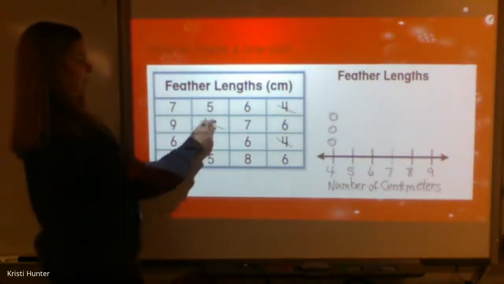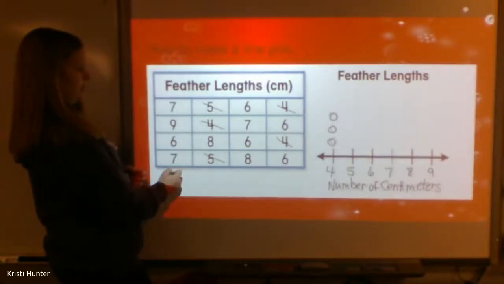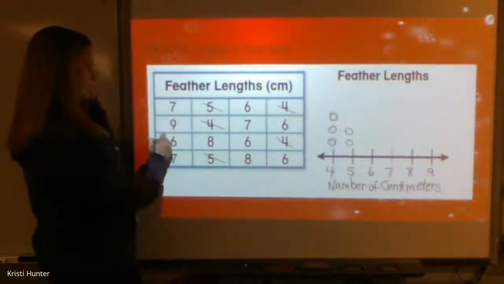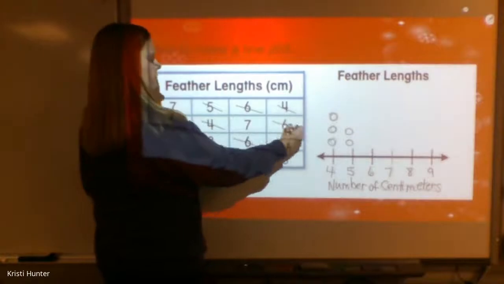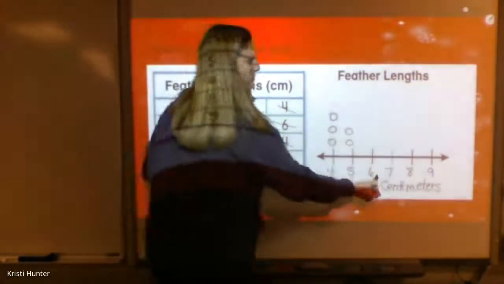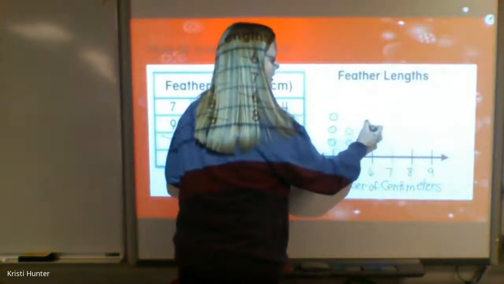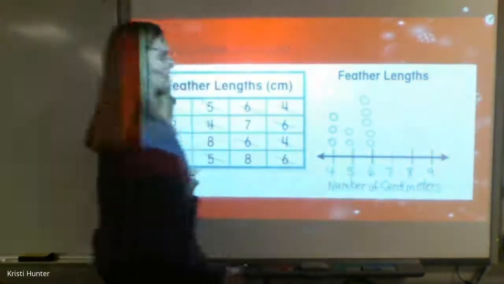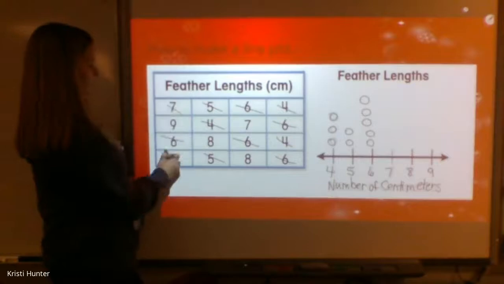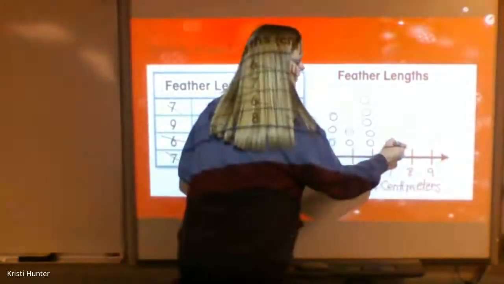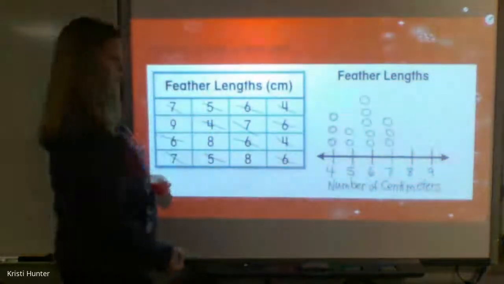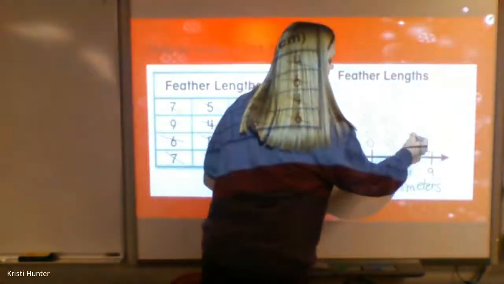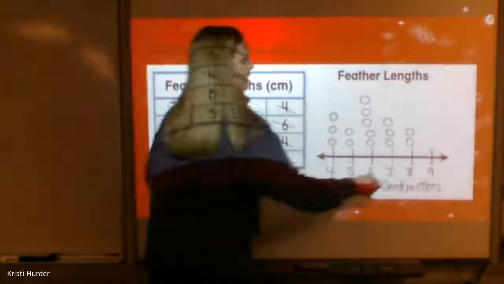Now they went through and did the 5s. There's 1, 2, 2 5s. So that means 5 gets 2 circles. On 6s, there are 1, 2, 3, 4, 5 6s. So that means I come to number 6, and there are 5 feathers that were 6 centimeters long. 7, 1, 2, 3. So 3 feathers were 7 centimeters long. There's 2 8s, that looks like, and then a 9 left over here, and 1 9.